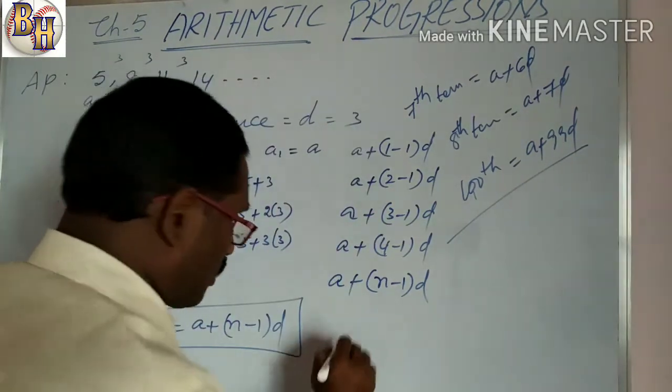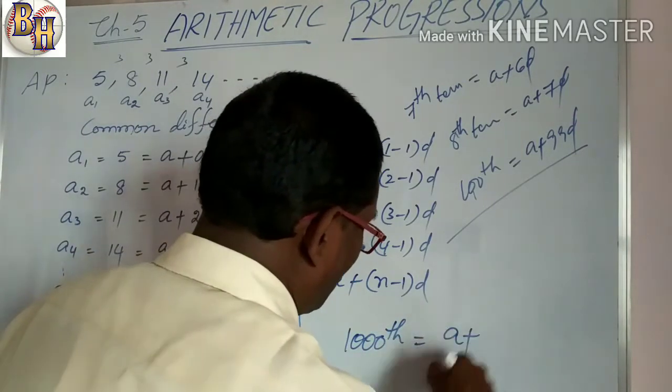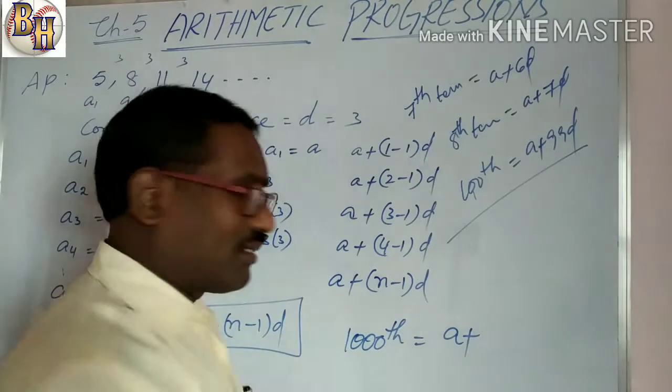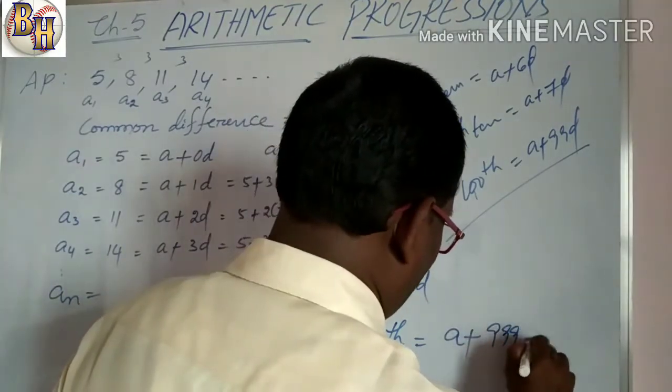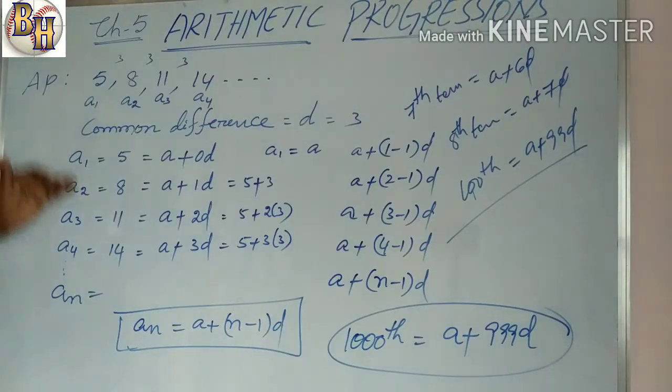See, the thousandth term means how to write? A plus 1000 minus 1, what is that? 999D. So, this is the nth term.